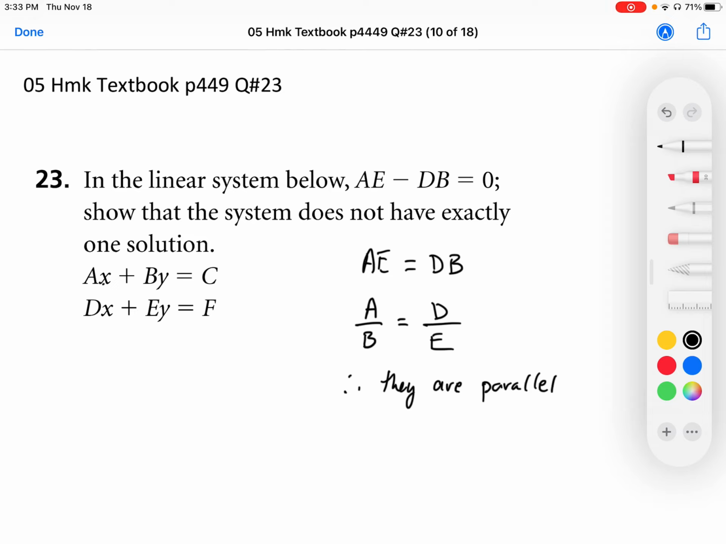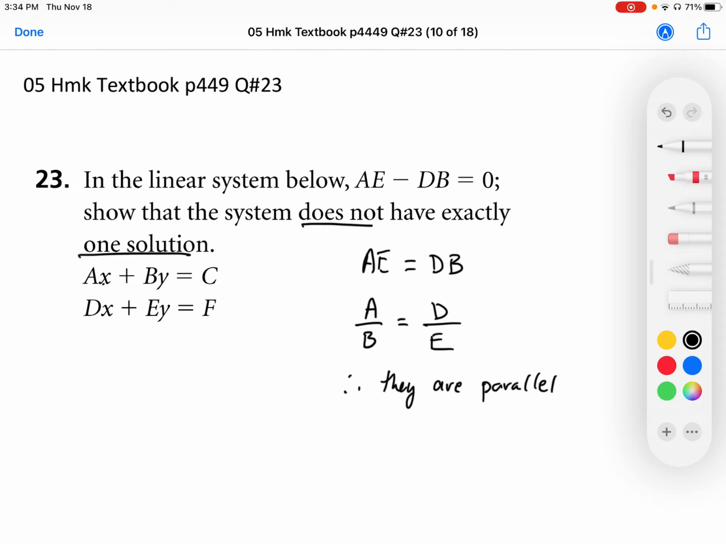Okay, so if they're parallel, they cannot have one solution. Okay, does not have one solution. It could have infinite solutions or no solutions. If they're parallel and the same, they would be infinite. If they're parallel and they're different, they could be no solution.